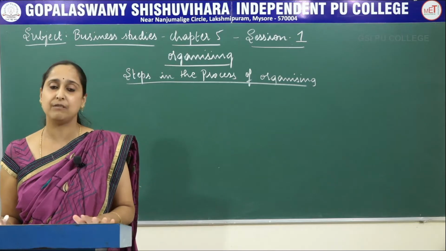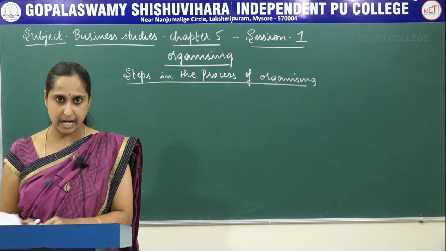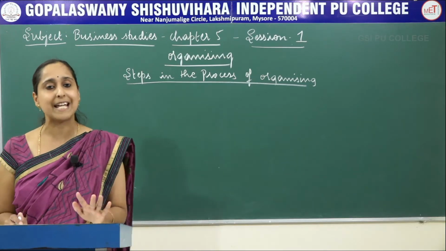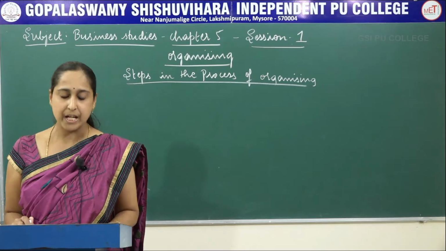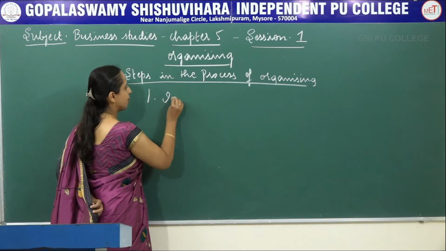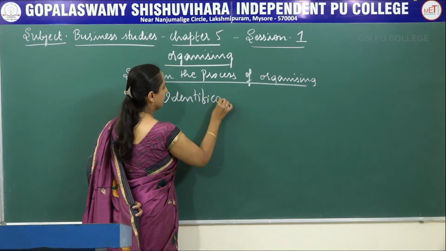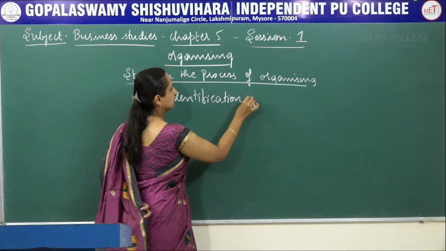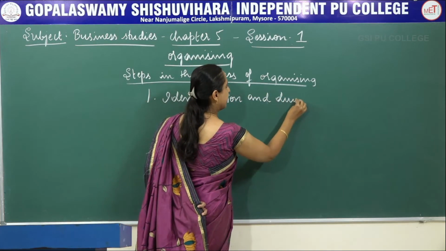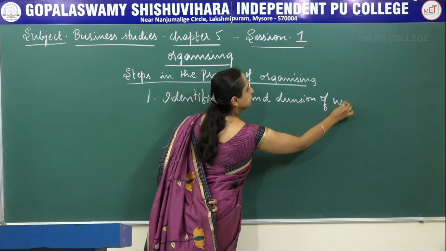So this is one of the simple examples to make you understand what is organizing. So now next is, let us see what are the steps in the process of organizing. First one is identification and division of work. Identification and division of work.